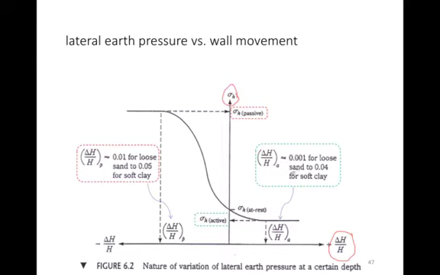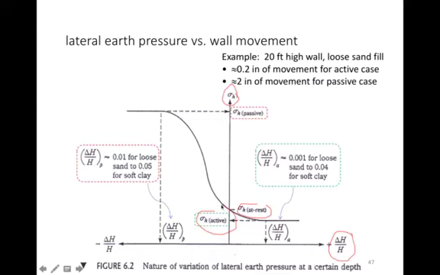And typically in loose sands, the wall movement is about 0.001 for very loose sands, so a pretty small ratio. Here's the at-rest condition. Here's the active condition. And we'll go through an example of how to use this chart in one of our examples in class. So here's an example. If it's a 20-foot high wall of loose sand, typically in the active case, it moves 0.2 of an inch. In the passive case, it moves 2 inches, which is quite a bit.